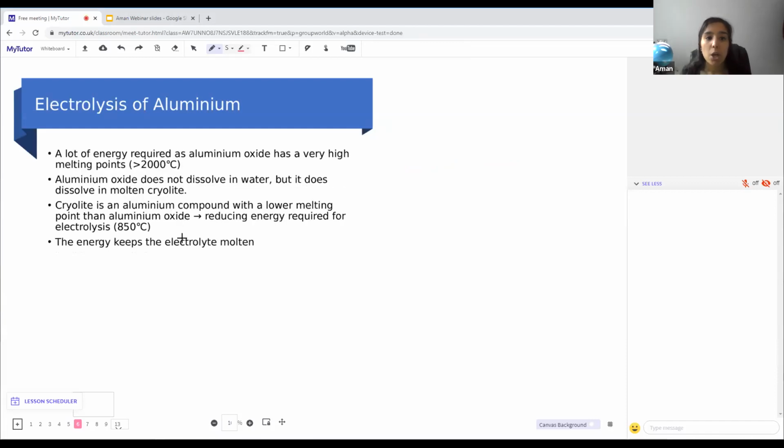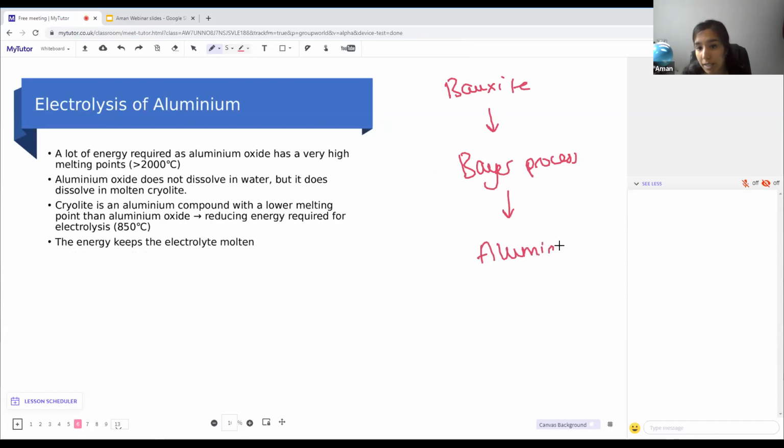Okay, so what we need to know specifically then is about the electrolysis of aluminium. First of all, aluminium oxide has a very high melting point. Remember I said that we have our bauxite, that's got lots of impurities in it. So we go through the Bayer process, and then after the Bayer process, we produce aluminium oxide. And it's the aluminium oxide that we do electrolysis on. But the problem is that remember when we do electrolysis, we can either make it molten or we can make it aqueous.